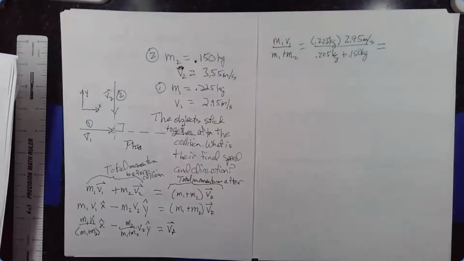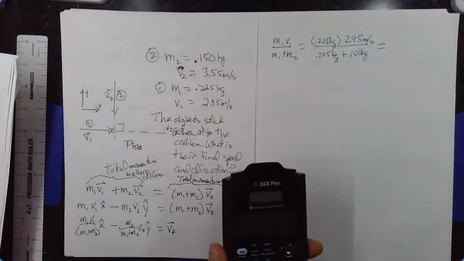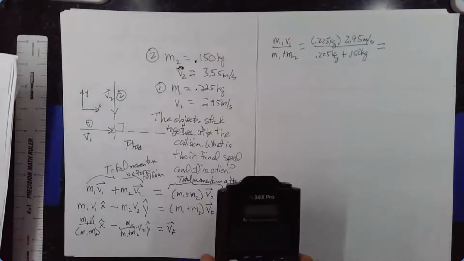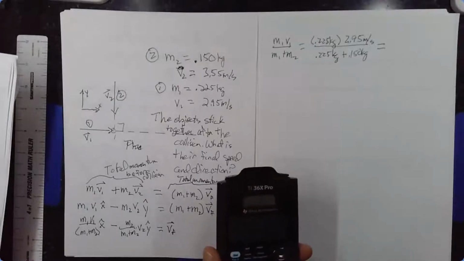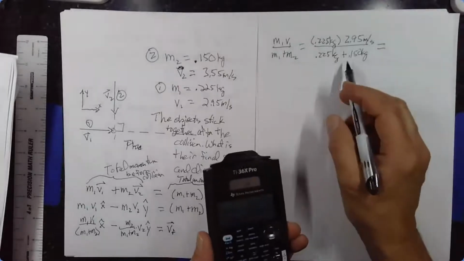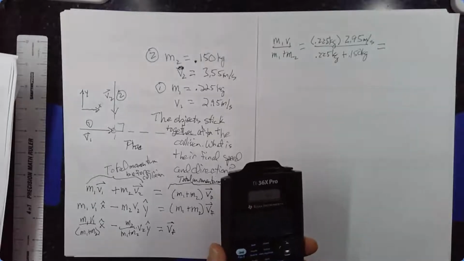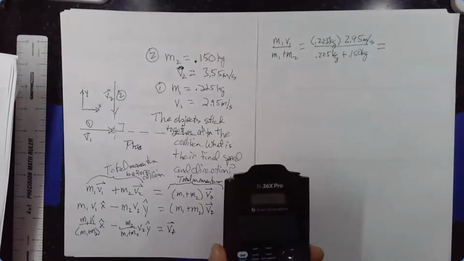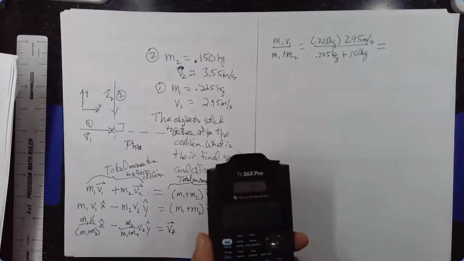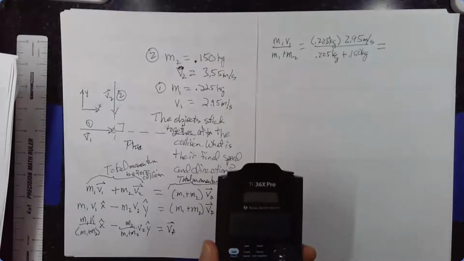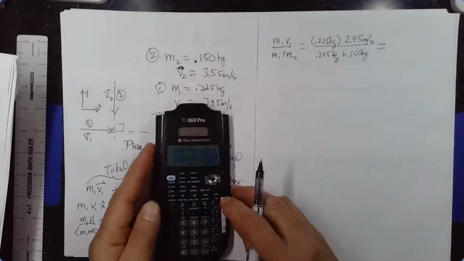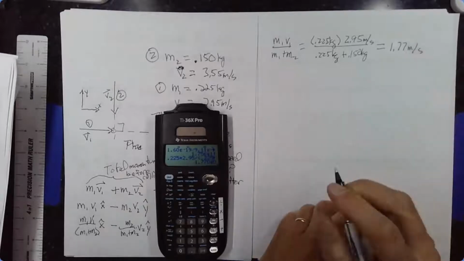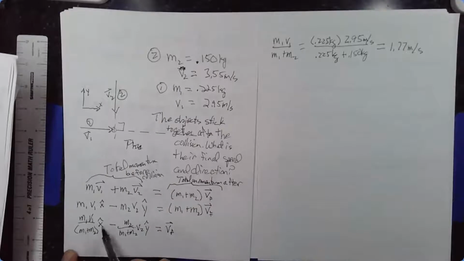Being careful to wrap the denominator in parentheses. 0.225 plus. Okay, and this is just arithmetic at this point, or algebra, I guess. But I get 1.77 meters per second. Okay, so that'll be what multiplies the x hat part.